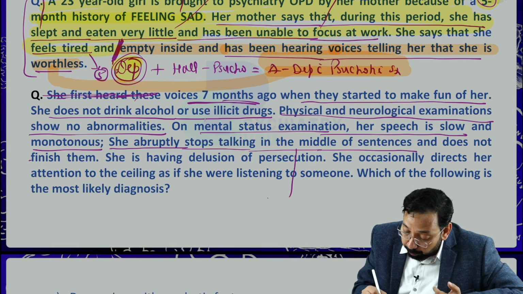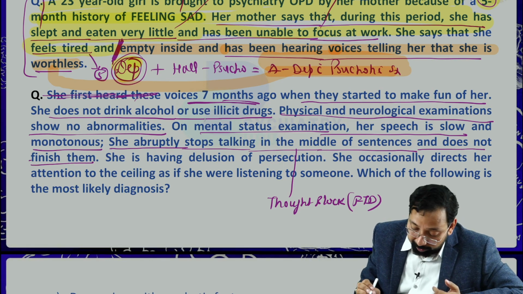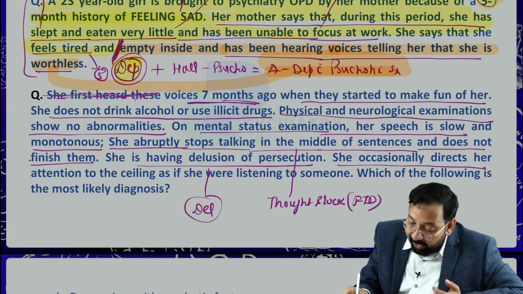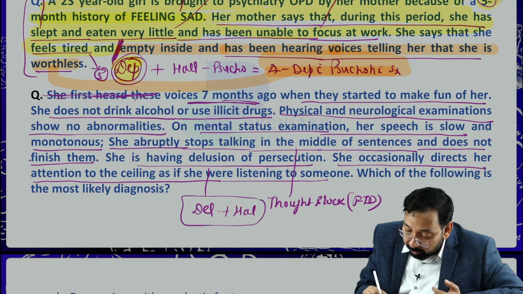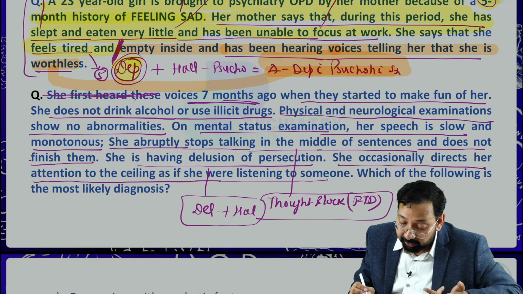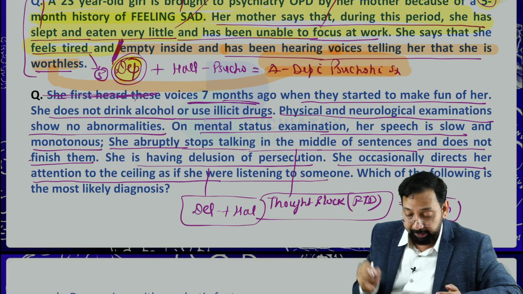Yes, this is thought block. Thought block. Formal thought disorder. She does not finish the sentences. Formal thought disorder. She is having delusion of persecution. Delusion is there. Occasionally she directs her attention to the ceiling as if she were listening, which means hallucination. Delusion, hallucination, formal thought disorder, three symptoms, more than 2 symptoms for more than 6 months. Diagnosis is schizophrenia.